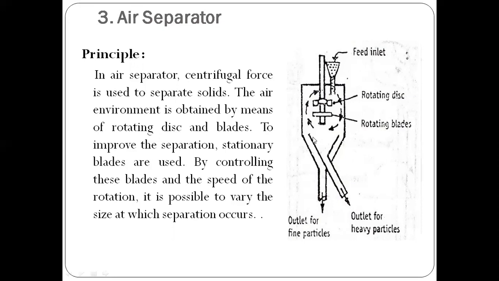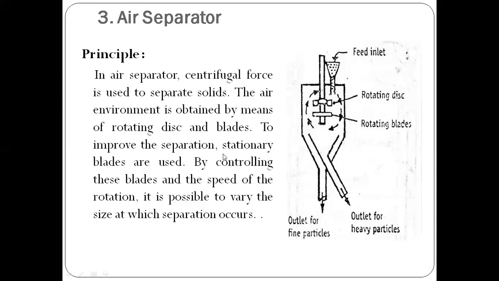There are two provisions for fine particles and heavy particles. One outlet is for the fine particles and one outlet is for the heavy particles. So according to the density of the particles, we can collect the fine from the bottom and we can collect the heavy particles by the side outlets.